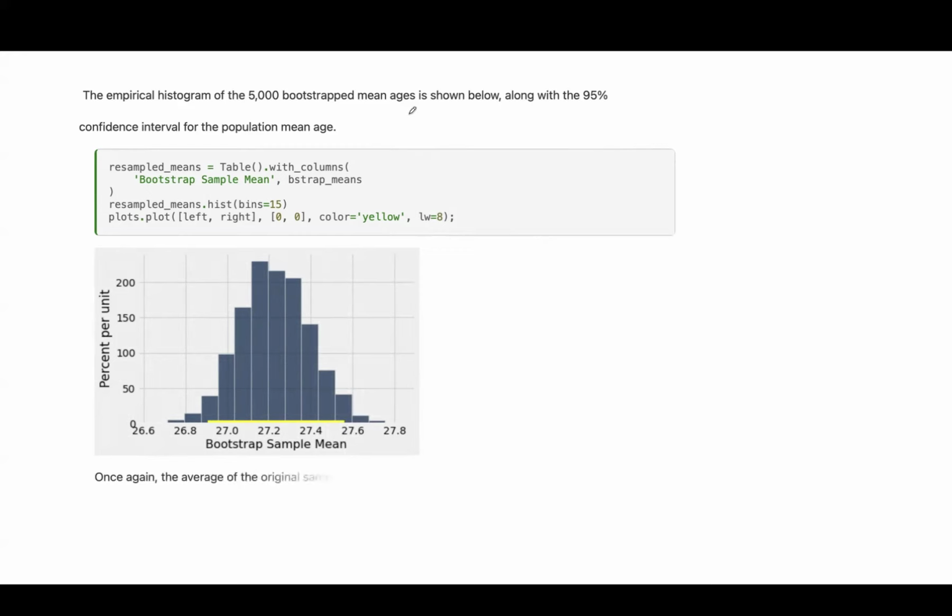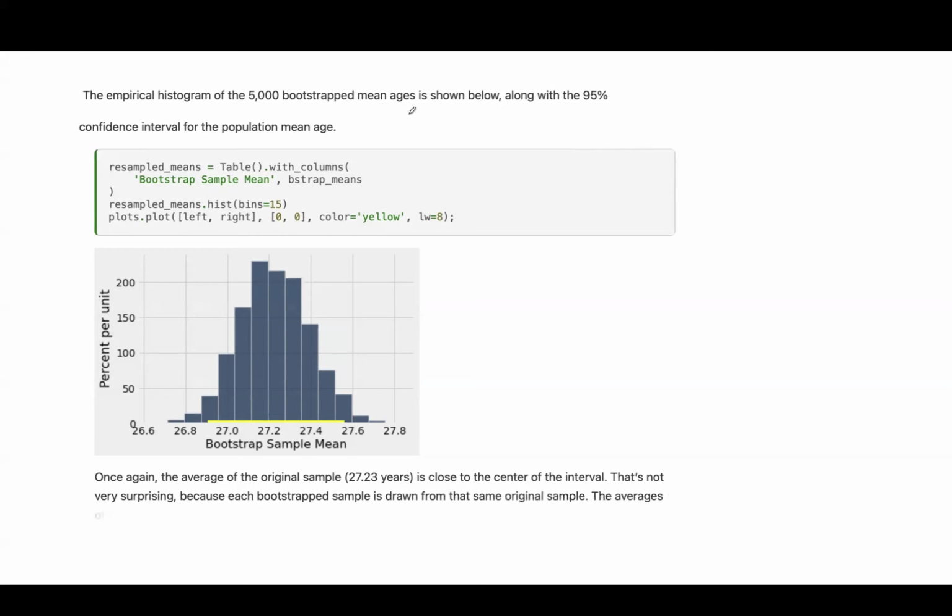Once again, the average of the original sample, which is 27.23 years, is close to the center of the interval. That's not very surprising because each bootstrap sample is drawn from that same original sample. The averages of the bootstrap samples are about symmetrically distributed on either side of the average of the sample.